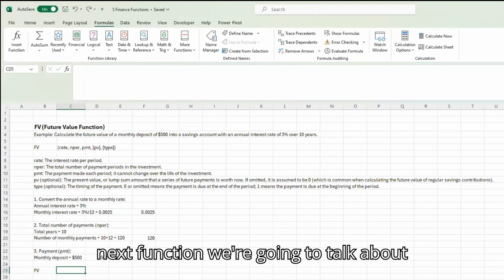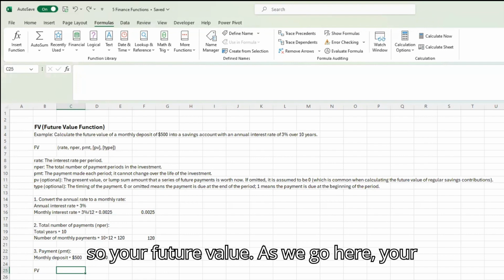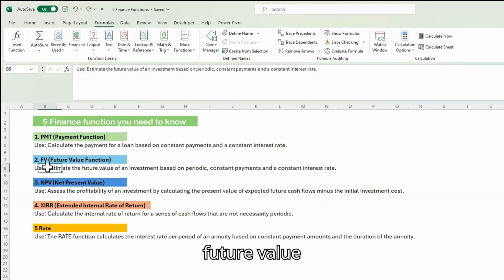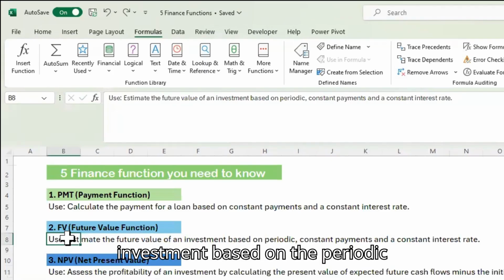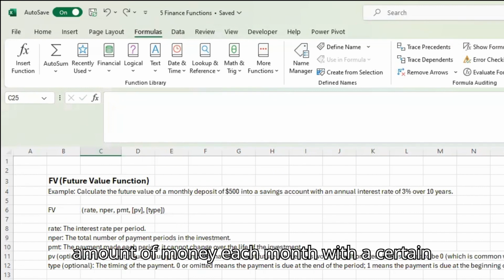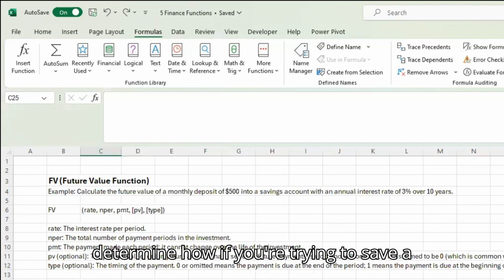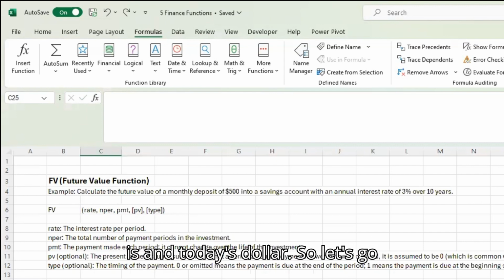The next function we're going to talk about is future value. Future value estimates the future value of an investment based on periodic, consistent payments and a consistent interest rate. It's a great tool to use to determine, if you invest a certain amount of money each month at a certain interest rate, what it's going to be in today's numbers. It's a great way to determine, if you're trying to save for an investment, what the future value of it is in today's dollars.